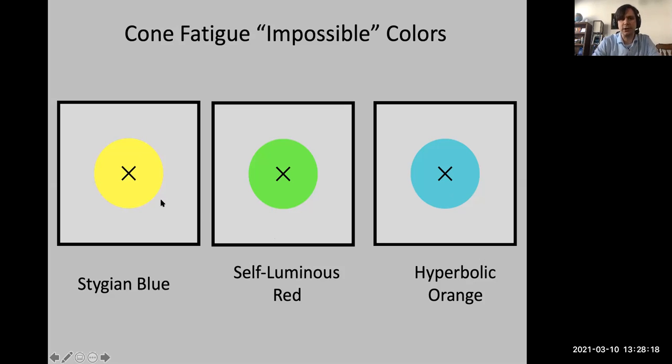As we wear out the cones that get used to seeing this yellow, we're going to see a residual blue color that's called Stygian blue that you can't normally see. If you stare at this green one, you can see a color called self-luminous red. If you stare at this blue one, you'll see a color called hyperbolic orange. And this is happening because we're fatiguing our cones that detect yellow. So whenever that stimulus is taken away, our brain actually gets confused and sees blue as an after image.